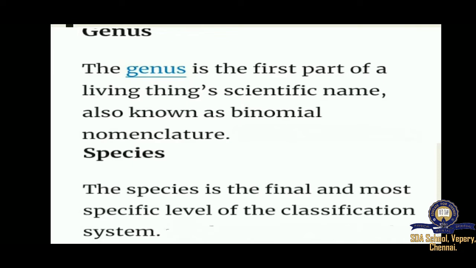Species. The species is the final and most specific level of the classification system. The best way to describe a species is a group of organisms that are best suited for breeding healthy offspring, which can also continue to reproduce.